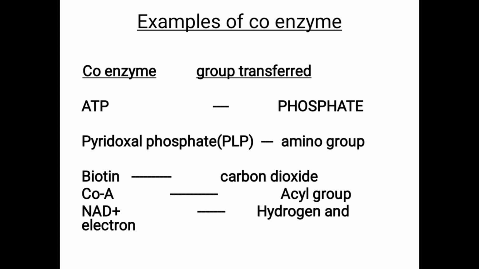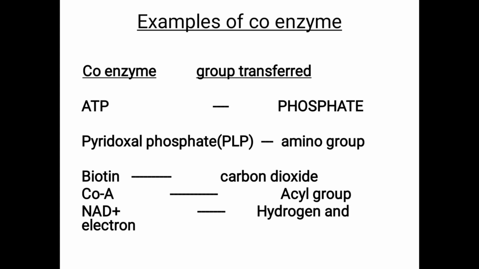Examples for coenzymes are given. You can remember: ATP is a coenzyme, adenosine triphosphate, group transferred is phosphate. Pyridoxal phosphate, PLP, is a coenzyme, group transferred is amino group. Biotin, group transferred is carbon dioxide. Coenzyme A, group transferred is acyl group.